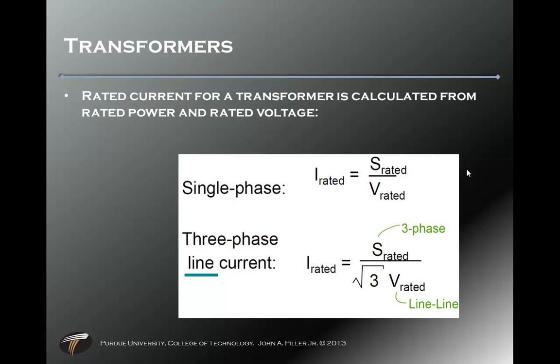3-phase, same formula, except it's a 3-phase line current formula. So we add in the radical 3 to the V so that we can get our current. It's a 3-phase S rated and a line-to-line voltage on our nameplate.